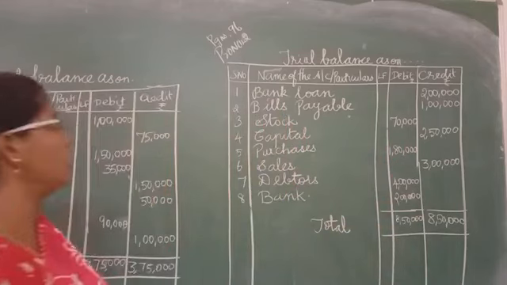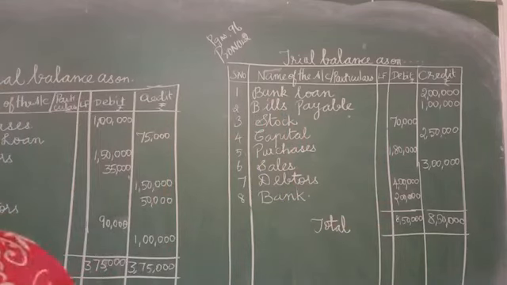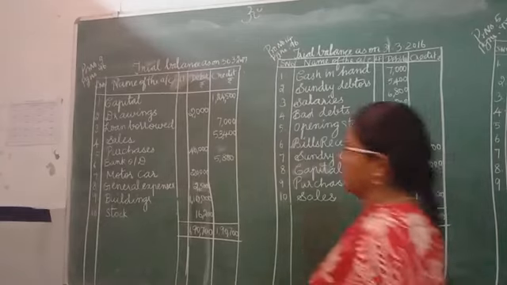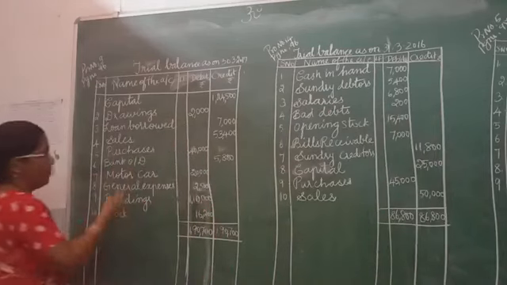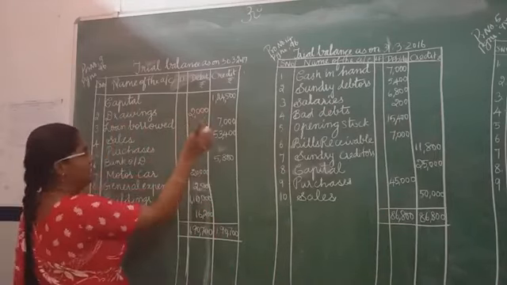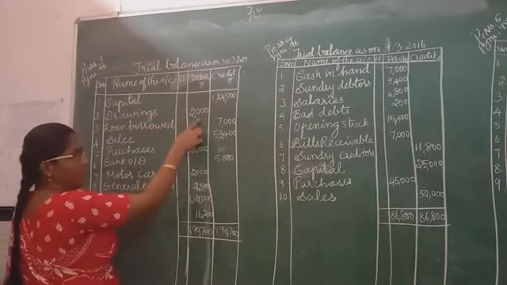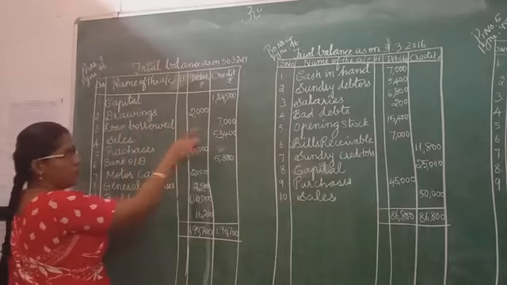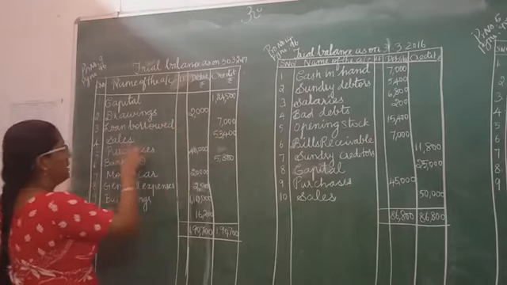Then let us move on to problem number 3. Now next we are moving towards problem number 3. First you have to go through the sum. As per the problem order only I have written. So capital I have credited, it is a liability. Drawings I have debited, it is an expense, so I have debited. Loan borrowed, it is also a liability, so I have credited.